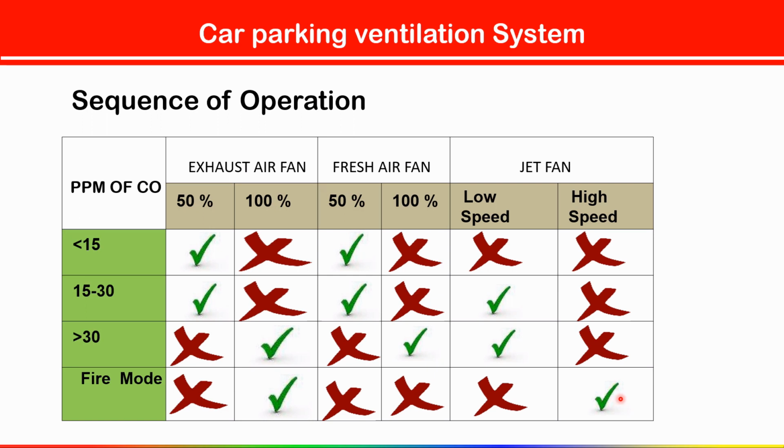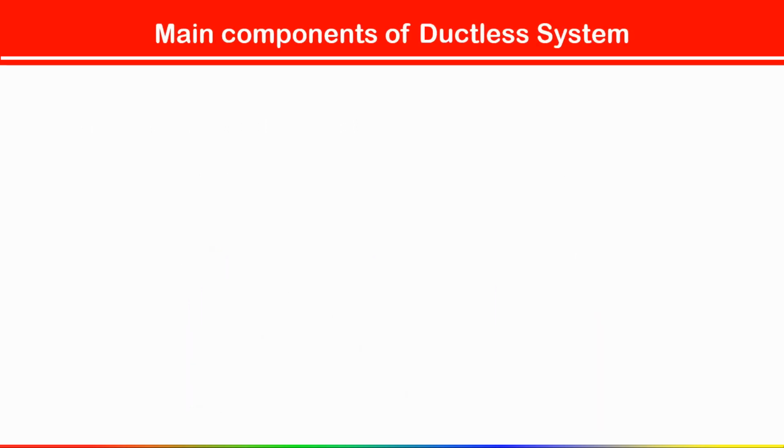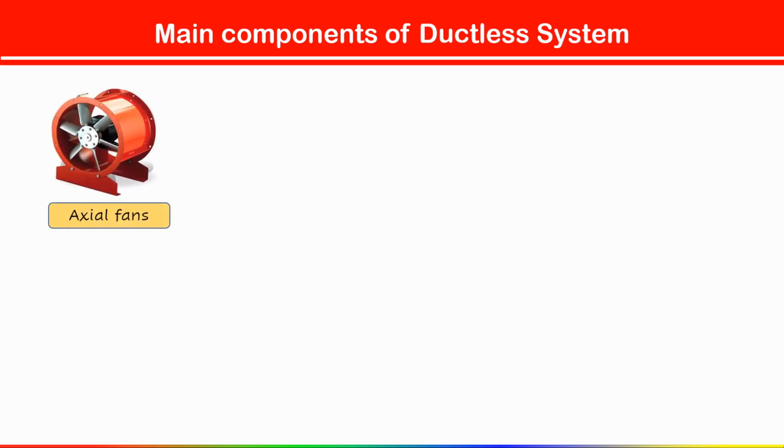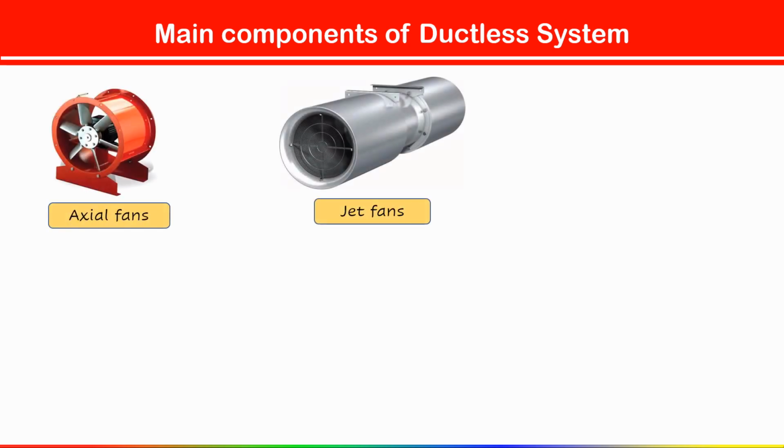So this is about the sequence of operation of the car parking ventilation system. Now here you can see the main components of the ductless system. First of all, we have an axial fan, then we have a jet fan, and we have different types of jet fan.